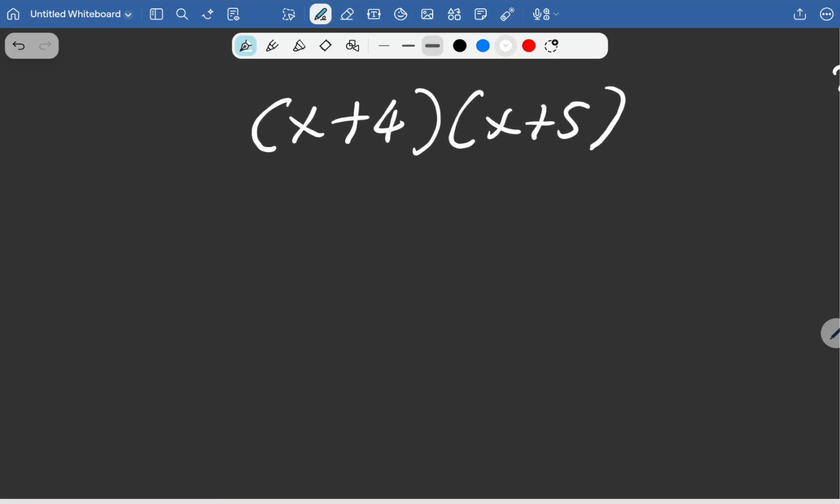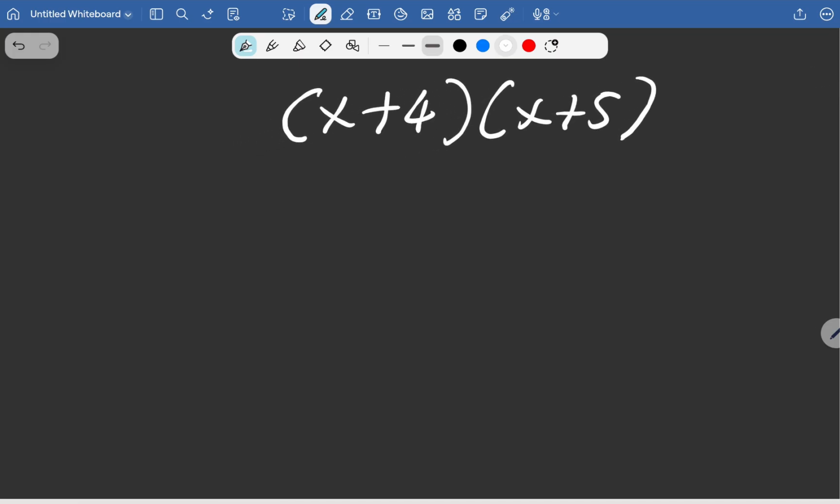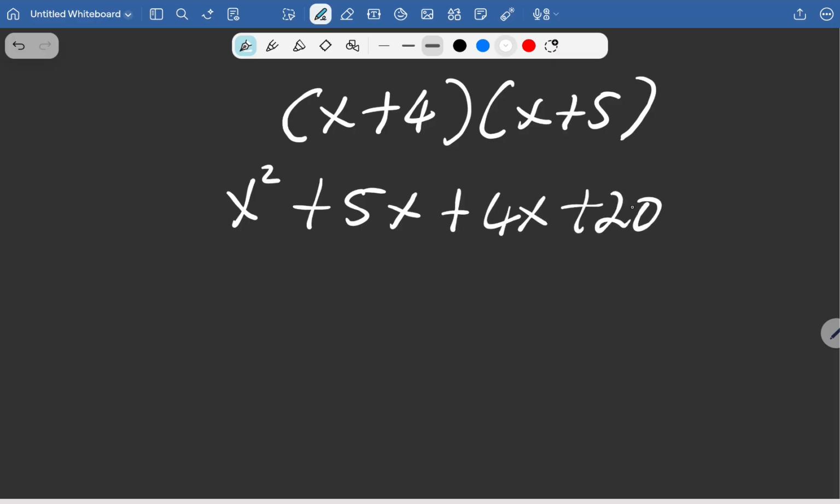So now let's actually solve it. When you multiply, that'll be x squared plus 5x plus 4x plus 20. To combine like terms, that'll be x squared plus 9x plus 20.